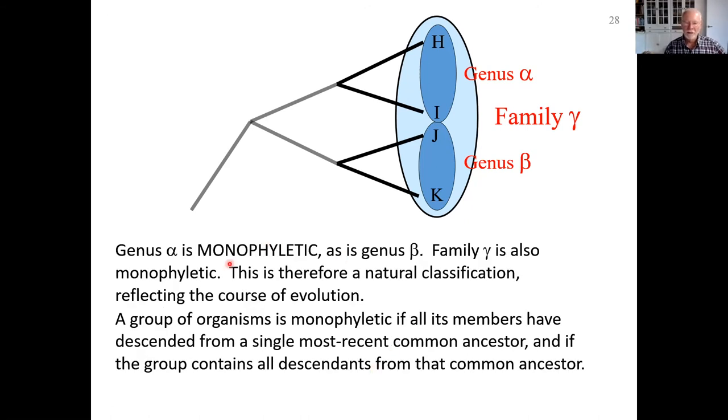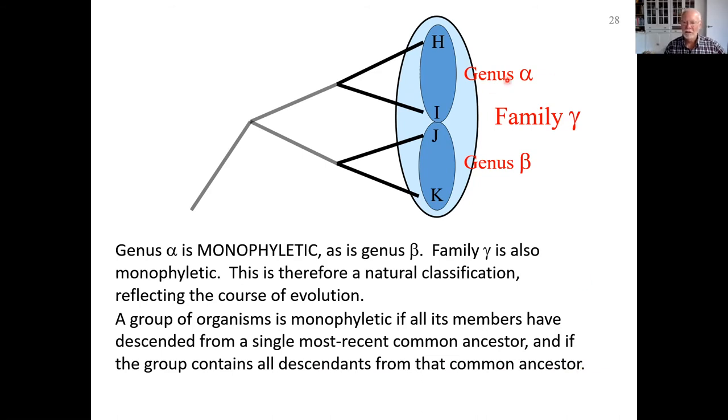Genus Alpha is monophyletic. Genus Beta is also monophyletic. Family Gamma is also monophyletic. Let's take a look at that definition. A group of organisms is monophyletic if all of the members of the group have descended from a single most recent common ancestor, and if the group contains all descendants from that common ancestor.